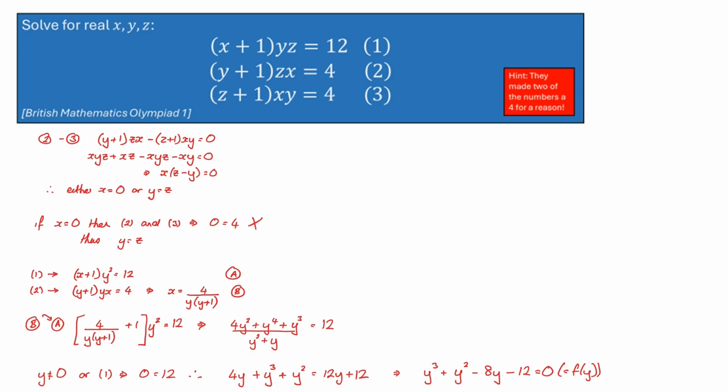Now, again, let's pause for a second. What have we done? We've managed to change three equations with 3 unknowns into one equation with 1 unknown. And now I know what to do. I can solve this. Again, non-calculator, but I can solve this. I have techniques to solve. So let's look at that.